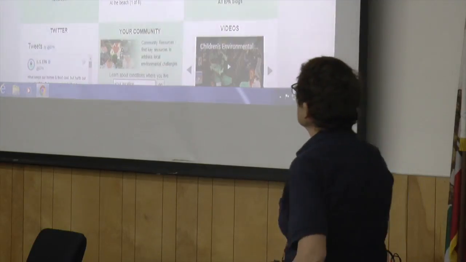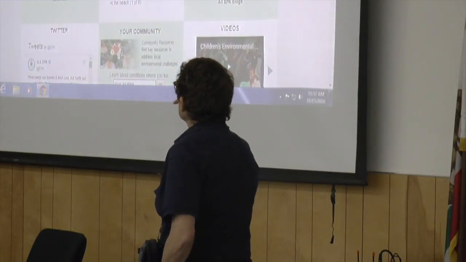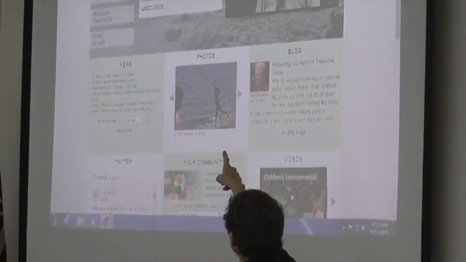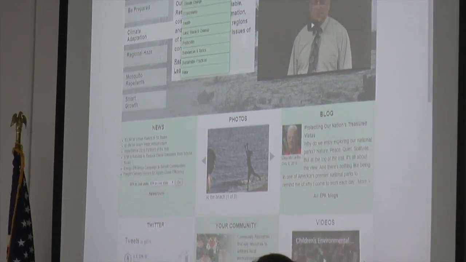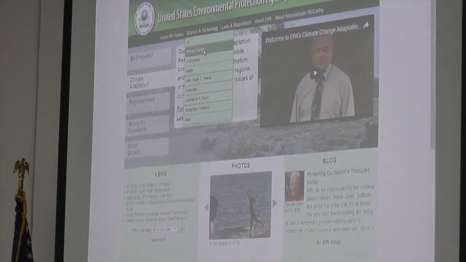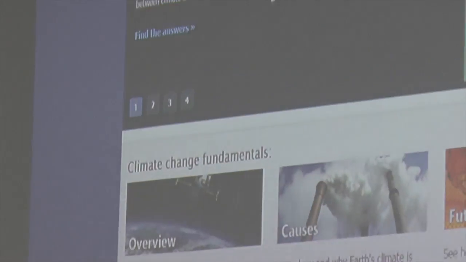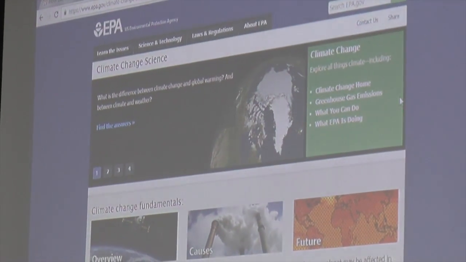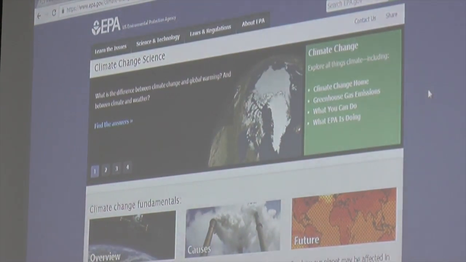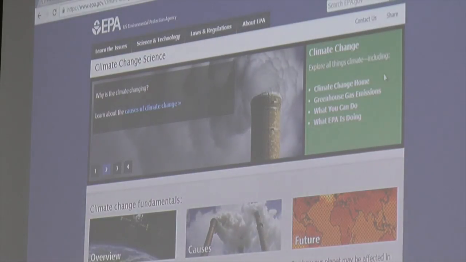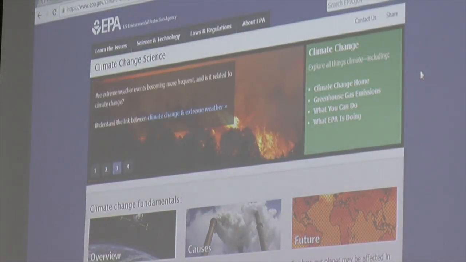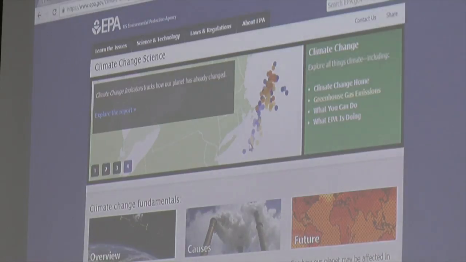So this is a really interesting website that I recommend, and if you go up there with science and technology and come down to climate change, are you surprised that there's a section on climate change in the Environmental Protection Agency's official website? Okay, now, climate change science. Why is the climate changing? Are extreme weather events becoming more frequent? Is it related to climate change? So there are all kinds of articles there.